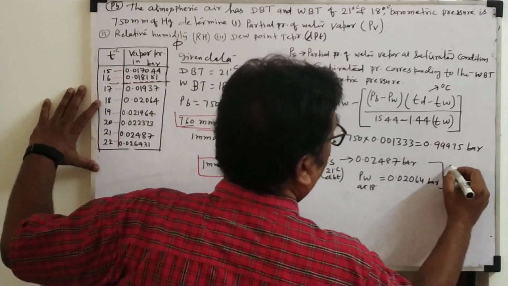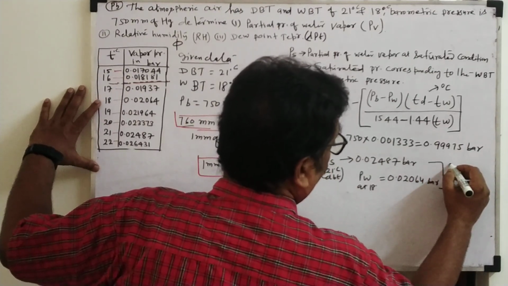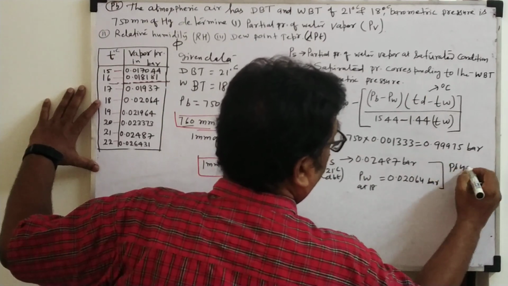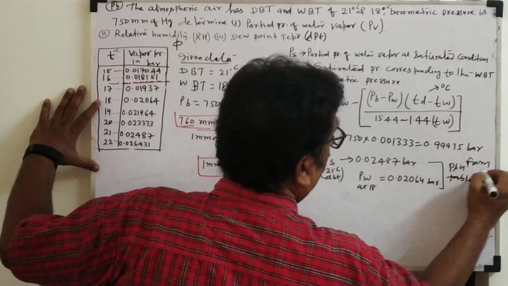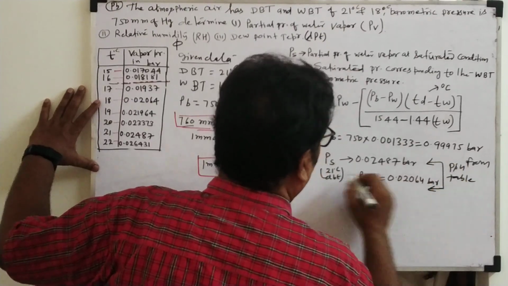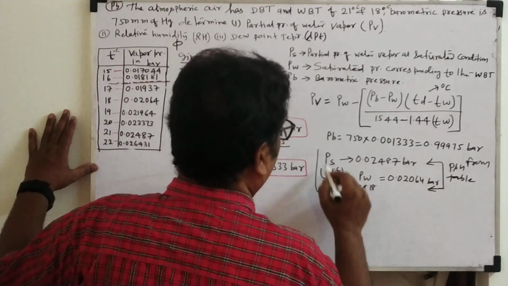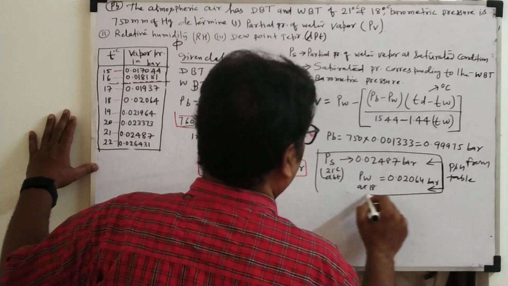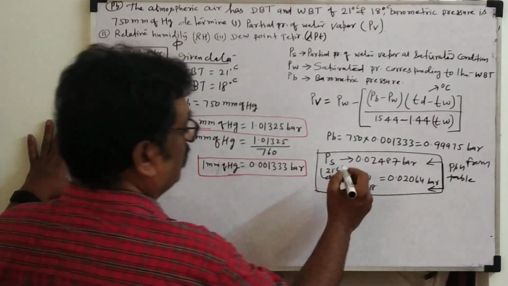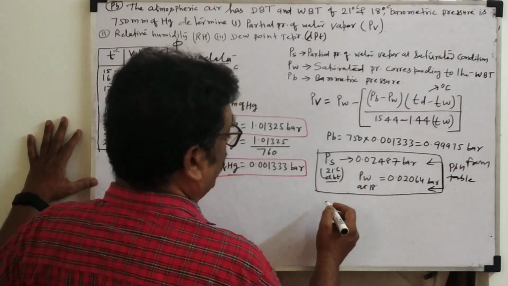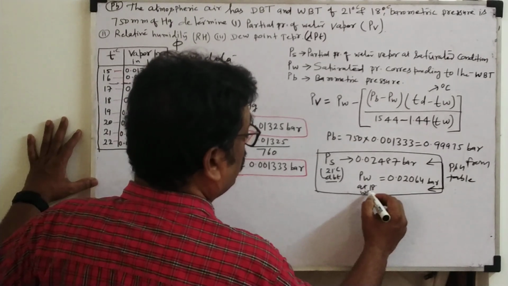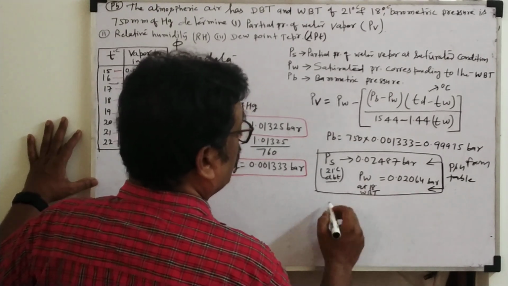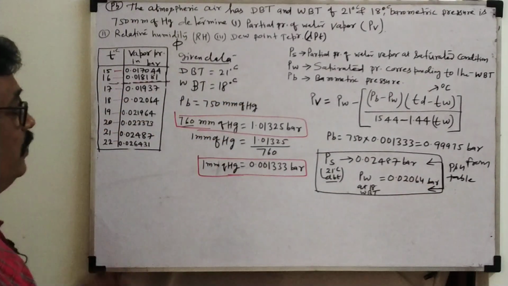This value we take from the psychrometric table. From the psychrometric table, we get these two values. So this value is always taken from the psychrometric table. PS corresponds to DBT, dry bulb temperature. PW corresponds to wet bulb temperature. Corresponding to wet bulb temperature, we get the PW.